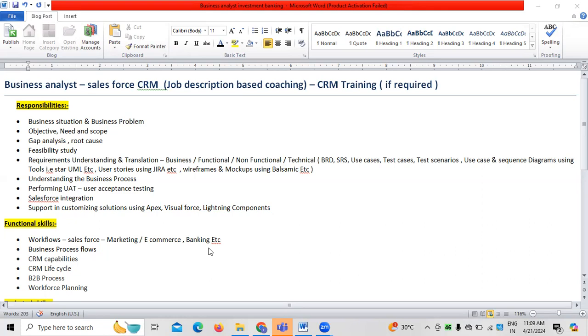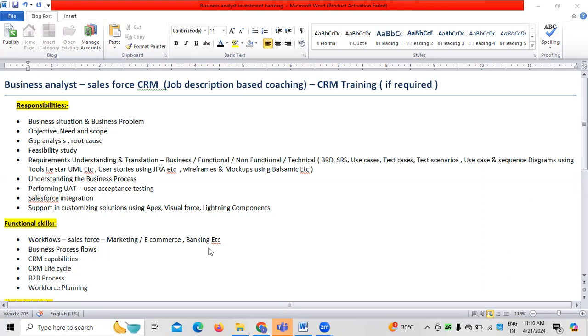Next, even to have a knowledge over wireframes, mockups using Balsamiq tool. So these are all something which being a BA, you have to perform in context to the Salesforce point of view, because ours belongs to business analyst in Salesforce. Next, understanding the business process from the context of CRM, I'm saying. CRM business process you need to understand.